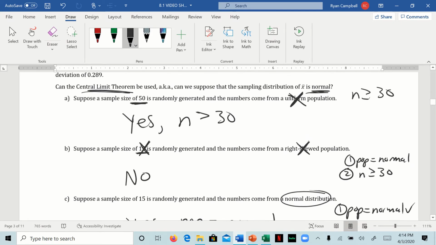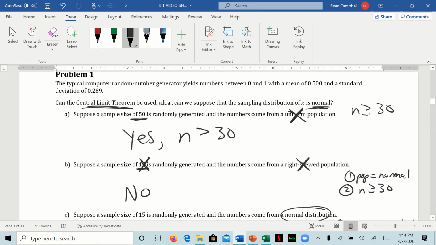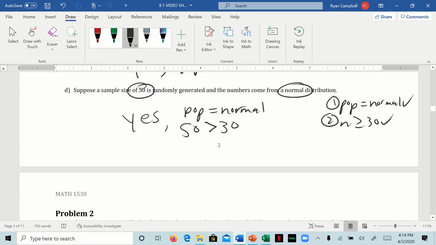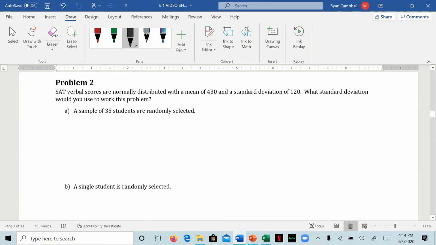All right. So hopefully we understand when we can use the central limit theorem, when we can assume that we're dealing with a normal distribution, right? So one of those two cases. So then here's the product, right? Here's the end result. So SAT scores are normally distributed. So we have a population of normals. So we might be using the central limit theorem. We have the ability potentially to use it. So with mean of 430 and a standard deviation of 120. So what standard deviation would you use to work this problem?